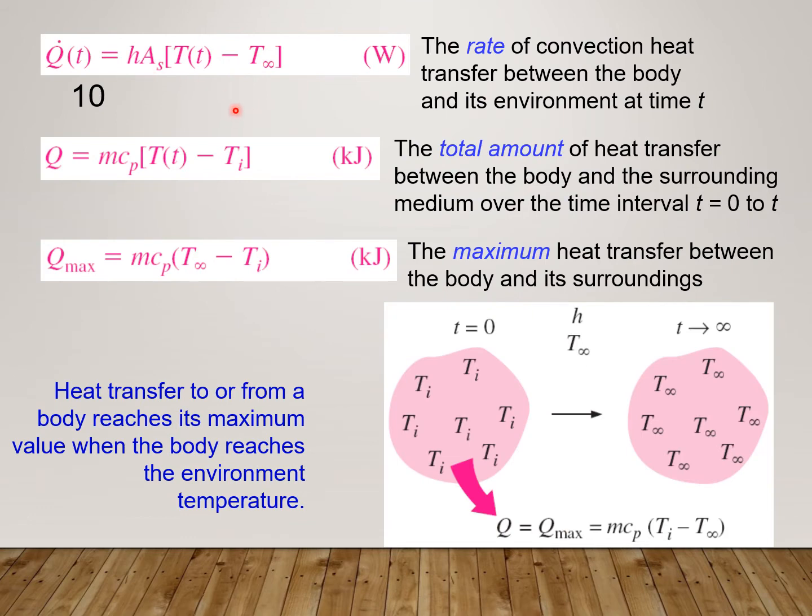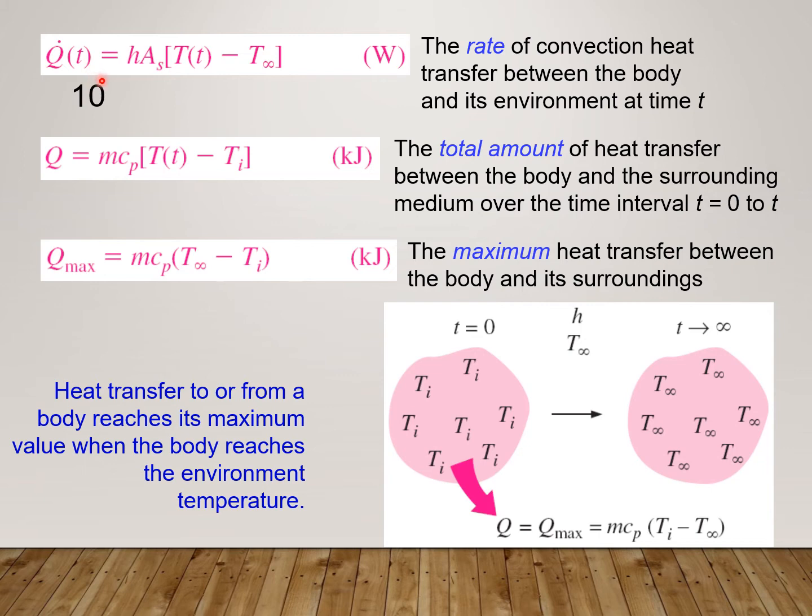So in this slide we will discuss the rate of convection of heat, the total amount of heat transfer, and the maximum heat transfer between the body and its surroundings. This is a very similar equation to what we studied in the lumped system analysis, where we studied the geometry and the transfer of heat through the lumped system. This is the same equation we studied there, but here is a dot which represents something else. I will tell it later on.